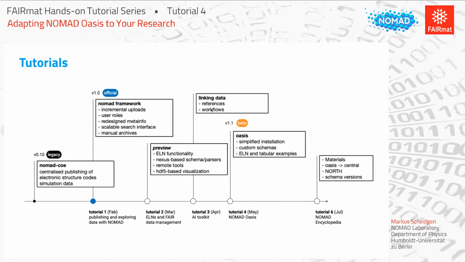There was a third tutorial on the artificial intelligence toolkit. And there we introduced references between different data entries and workflows that you can use to capture your theory data. But of course, this is also interesting for other data as well. And now we are at this point where we have our version 1.1 in beta mode. And we want to present this here in this tutorial by showing how to install the Oasis, by showing how to deal with custom schemas and create your own ELNs.